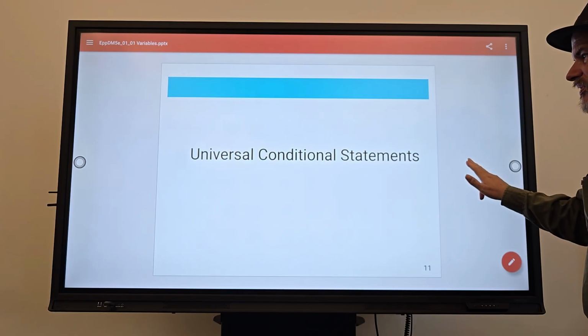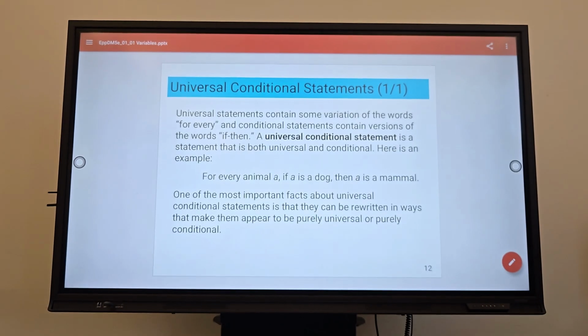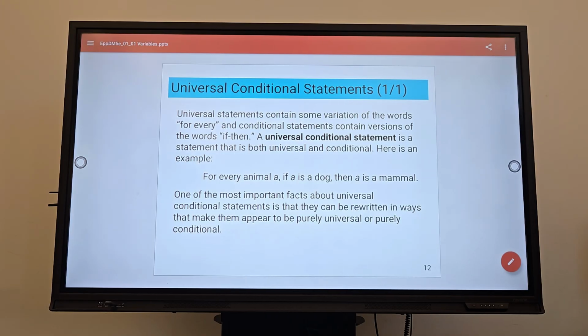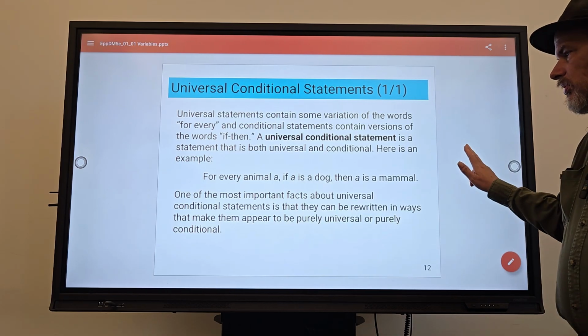Universal conditional statements. Universal statements contain some variation of the words "for all" or "every," and conditional statements contain versions of the words "if-then." A universal conditional statement is a statement that is both universal and conditional. Here is an example. For every animal a, if a is a dog, then a is a mammal. One of the most important facts about universal conditional statements is that they can be written in ways that make them appear to be purely universal or purely conditional.